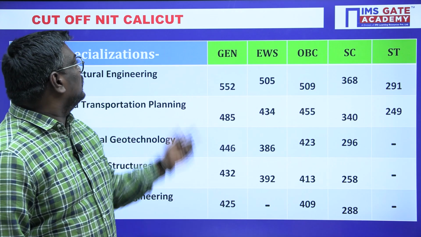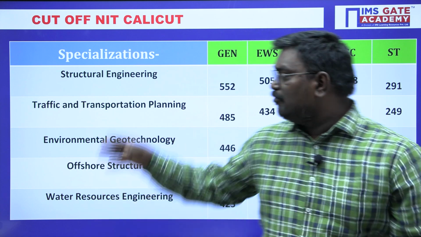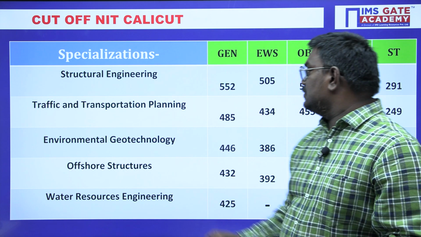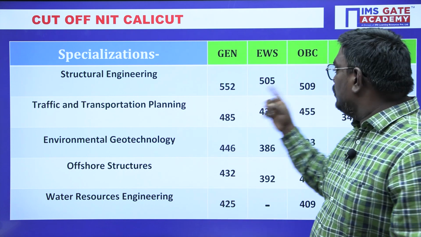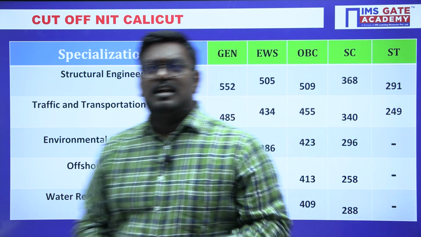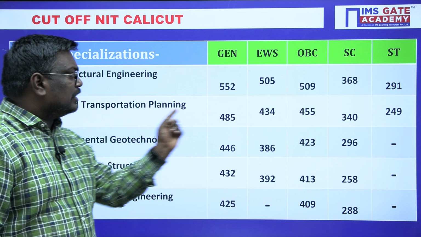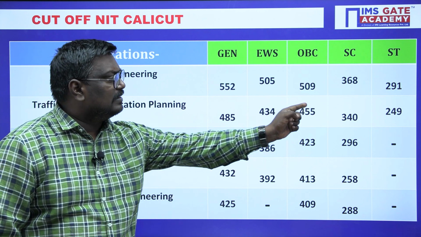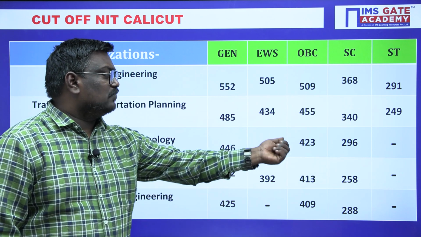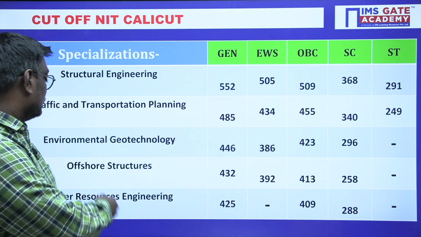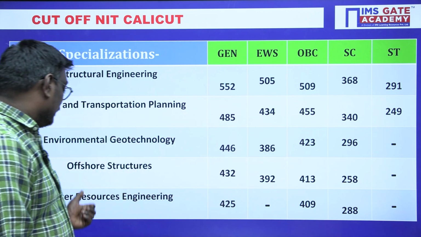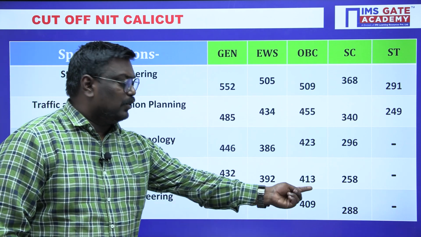So coming to the next, Calicut cutoff. In Calicut we have 5 branches: structural, transportation, environmental geotechnical, offshore structures and water resources. In general category we have 552, 505, 509, 368, 291. These are the cutoff marks which are observed for structural engineering. And for transportation, it is 485, 434, 455, 340, 249. And for environmental geotechnical, 446, 386, 423, 296. And if I consider the offshore structures, it is 432, 392, 413, 258. And for water resources, 425, 409, 288.